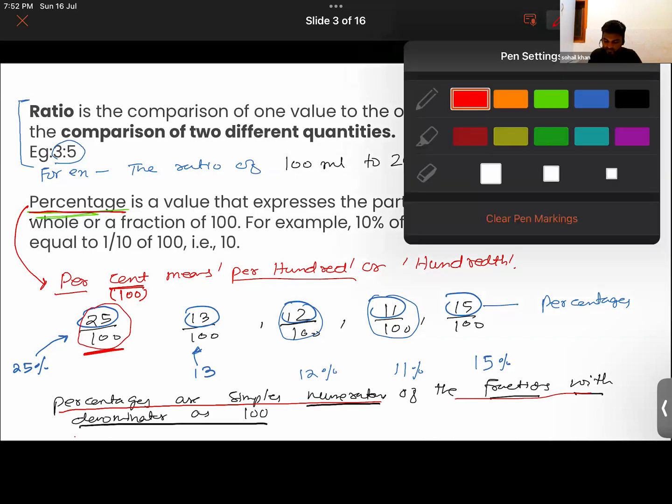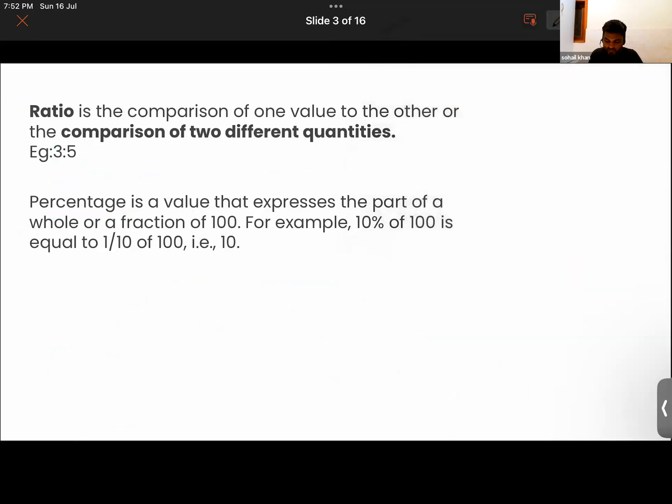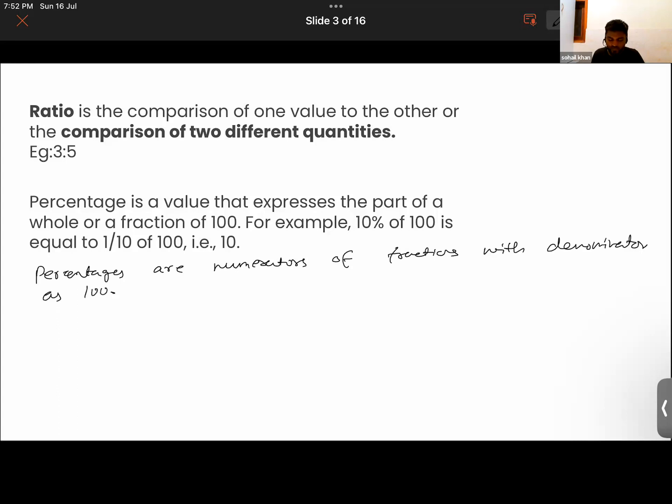Let me delete this once again. Okay, percentages are numerators of fractions with denominator as 100. So you see, if you have fractions like 13 upon 100, 33 upon 100, 12 upon 100, 86 upon 100, the above values in all of them are numerators.